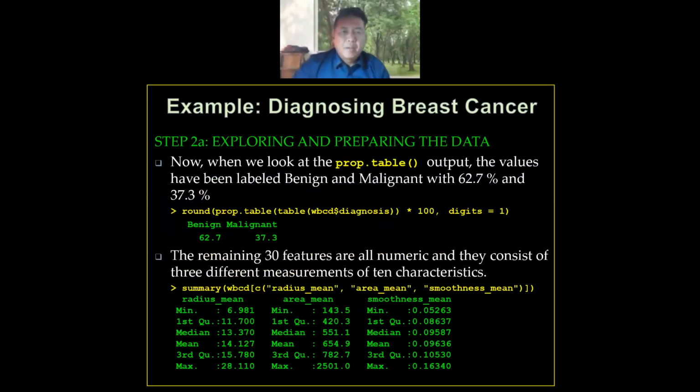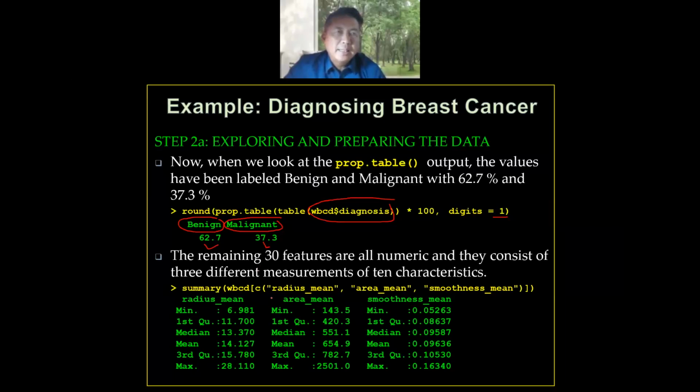Once we settle the label, we can also look at what percentage of data belongs to the first type and the second type. So we use the proportion table based on the label that we have. Then we round them to one digit. And over here we know that 63% of the data belong to the benign label and 37% belong to the malignant label.